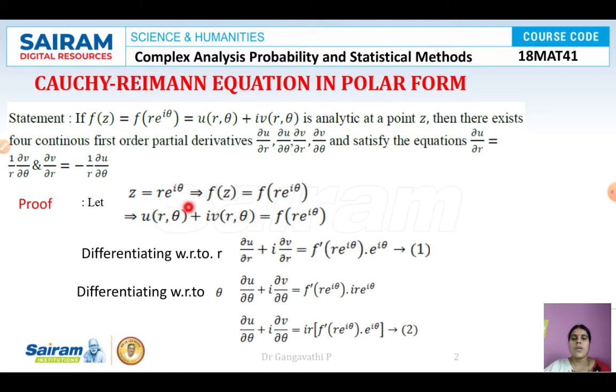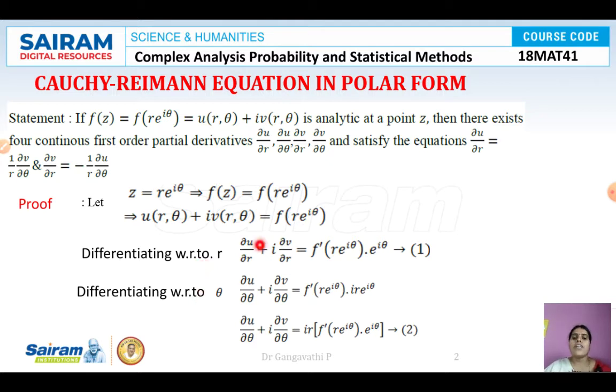Consider z is equal to r e power i theta, which is the polar form of z. And f of z here is f of r e power i theta, which is nothing but u of r comma theta plus i into v of r comma theta. This is given in the problem itself. On the other side, this f of r e power i theta remains as it is. Now let us differentiate this with respect to r and theta.